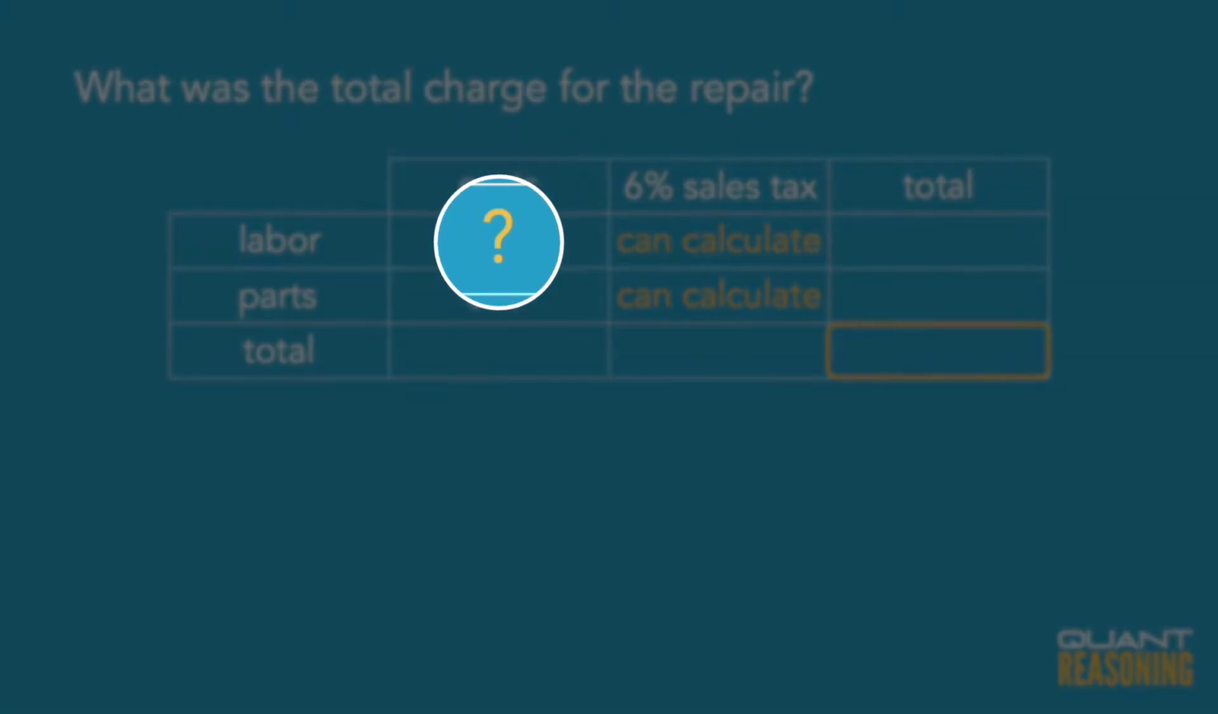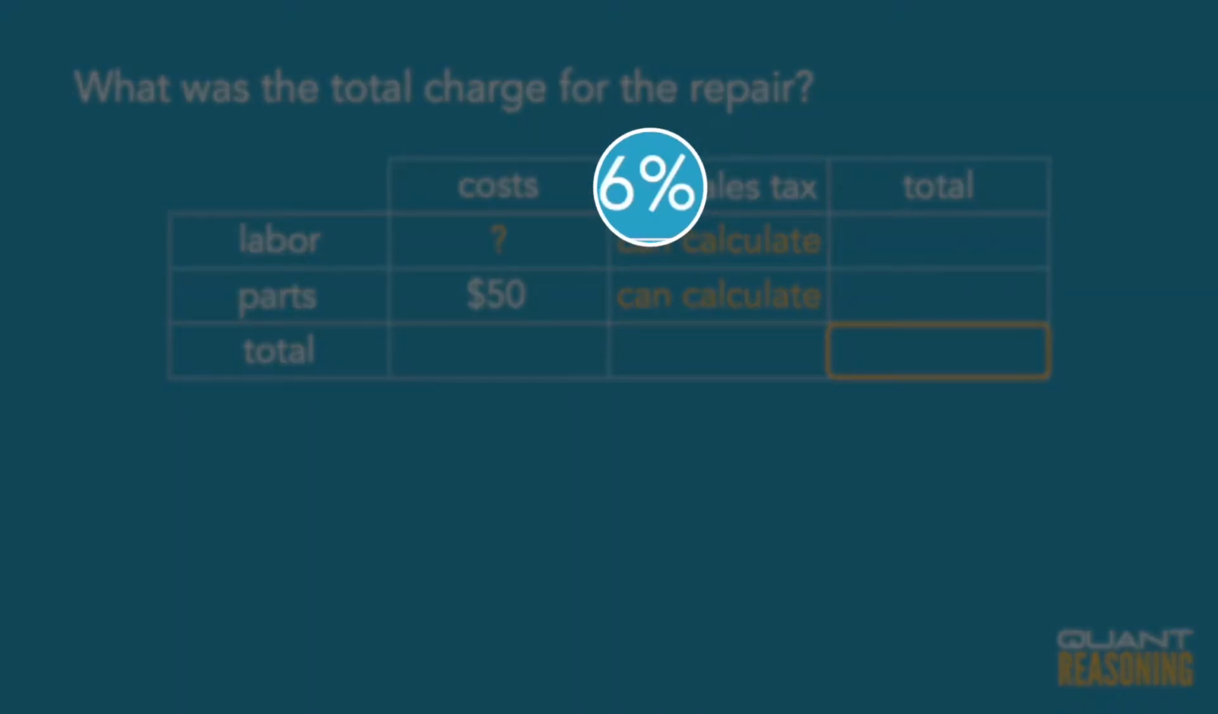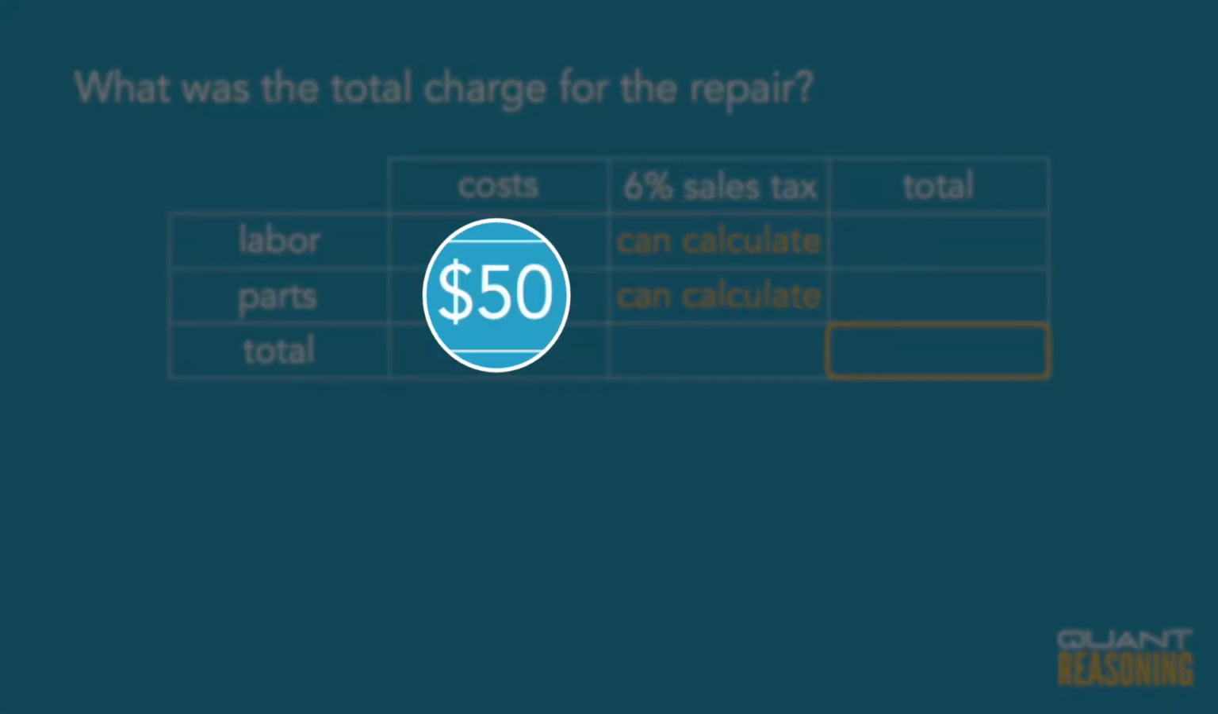I mean, I know what the sales tax is, so if I had a calculator, I would just punch it in and get whatever answers I need. And I know the cost of parts. So if I had the cost of labor, I'd be able to find the total cost of the repair.